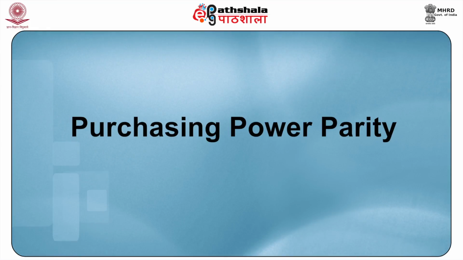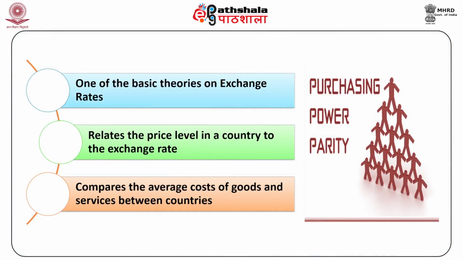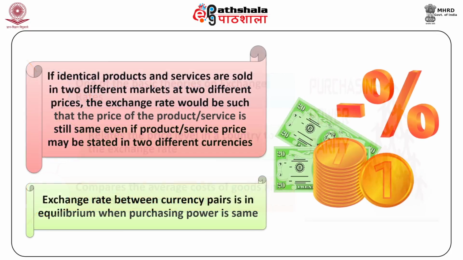Purchasing power parity. One of the basic theories on exchange rate relates the price level in a country to the exchange rate. Purchasing power parity, which is also known as PPP, is a theory of exchange rate determination which compares the average cost of goods and services between countries. It proposes that if identical products and services are sold in two different markets at two different prices, the exchange rate would be such that the price of the product or service is still the same even if the price may be stated in two different currencies. In other words, exchange rate between currency pairs is in equilibrium when purchasing power is the same.